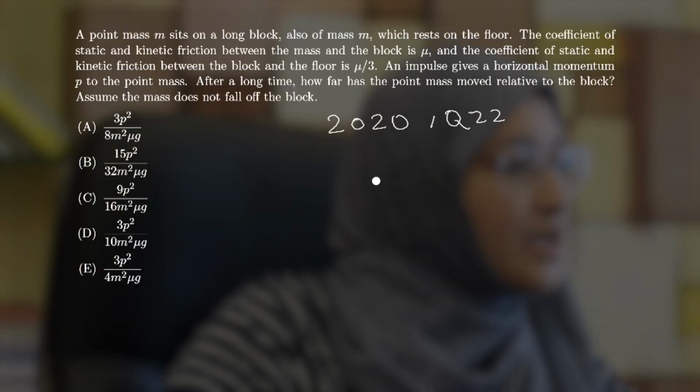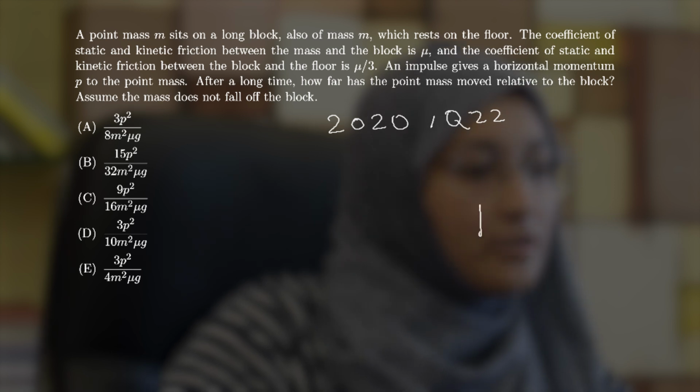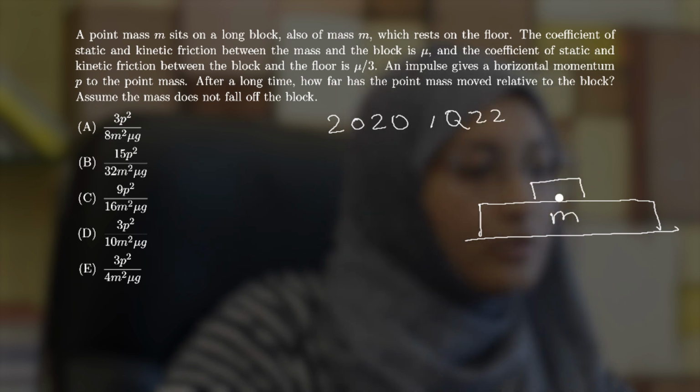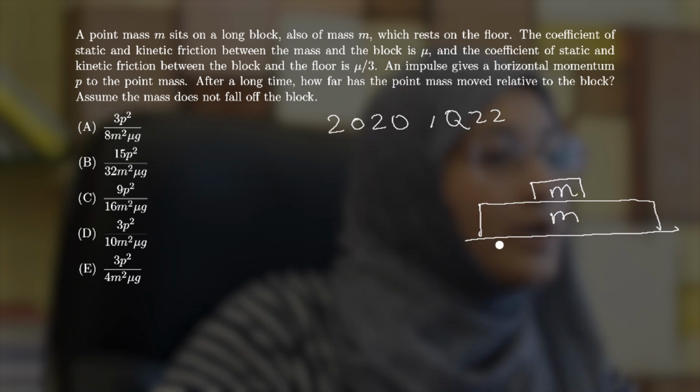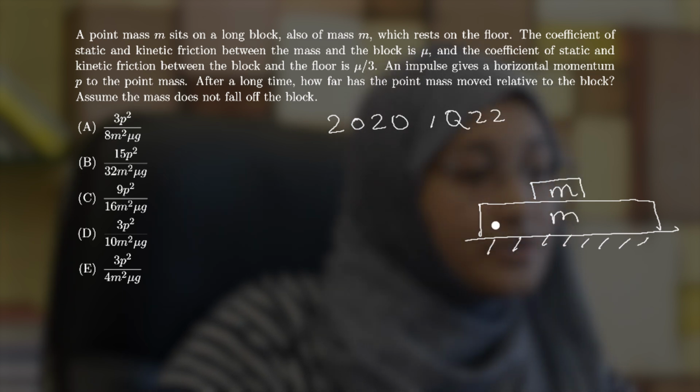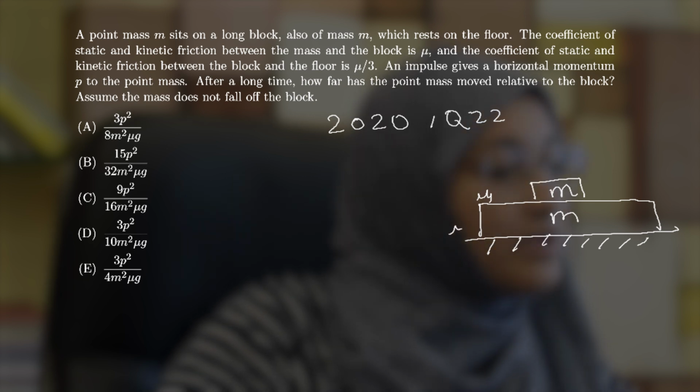The question says a point mass m sits on a long block. So let's make a long block first. This is a block whose mass is M, and a point mass of small mass m is also sitting on top of that block. This long block is resting on a floor. The coefficient of static and kinetic friction is given as mu for the point mass and the larger block, and for the block and the floor it is given as mu by 3.